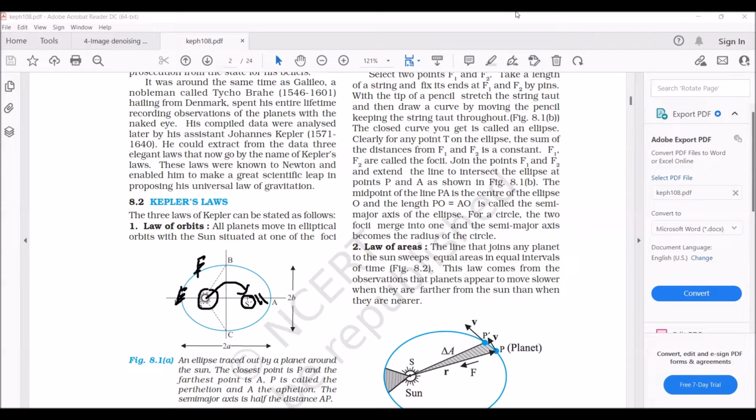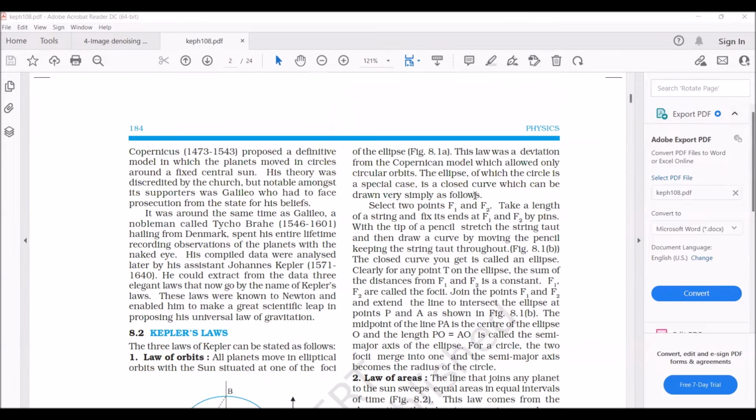Okay, this was the statement from Johannes Kepler. But this law was a deviation from the Copernican model. Why? Because Nicolaus Copernicus said the planets revolve around the Sun. There is nothing wrong in it. But the problem is, he mentioned the planets revolve around the Sun in circular orbits. But now Kepler came and said, no. The planets revolve around the Sun, but they revolve in elliptical orbits.